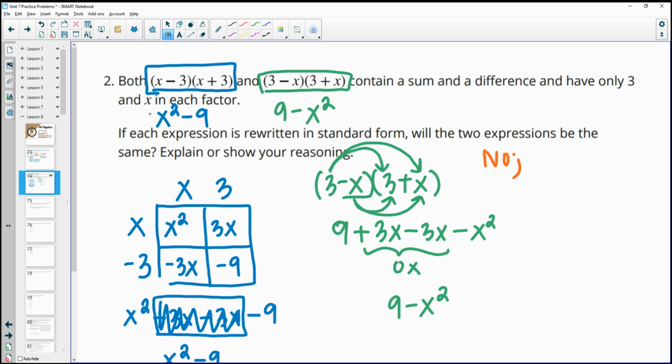And you can see that because you have a positive x squared and a negative 9, and this one has a positive 9 and a negative x squared. So they have different terms.